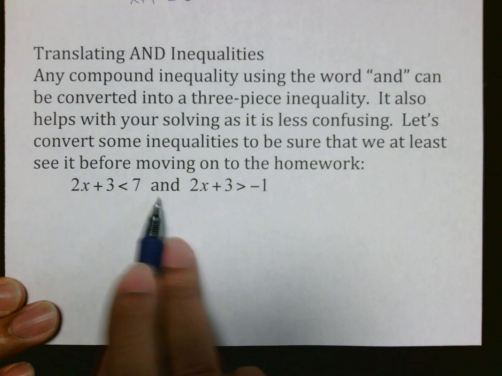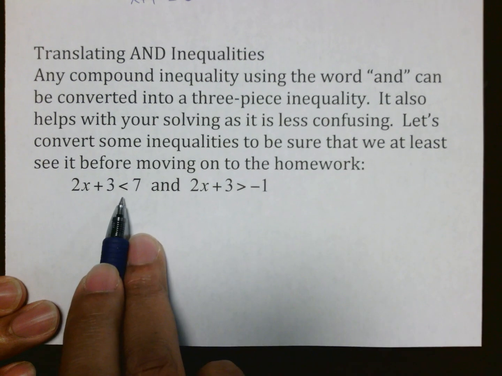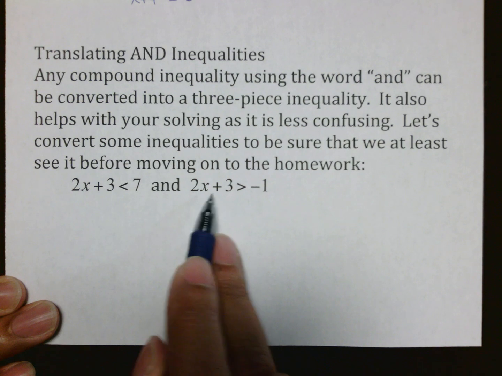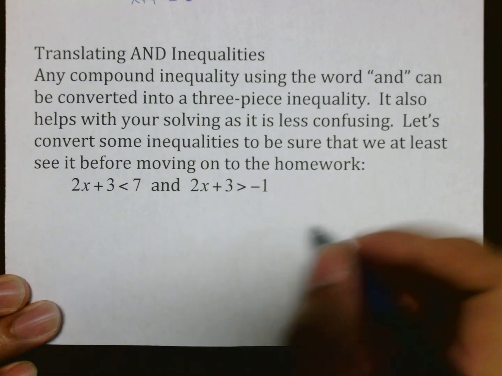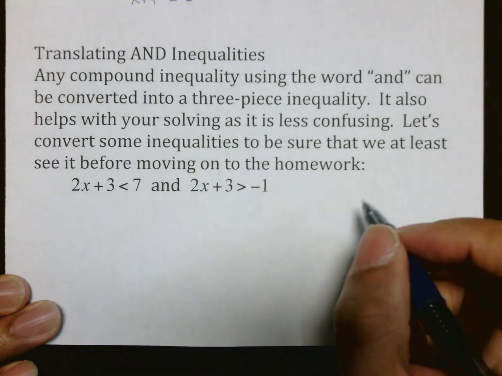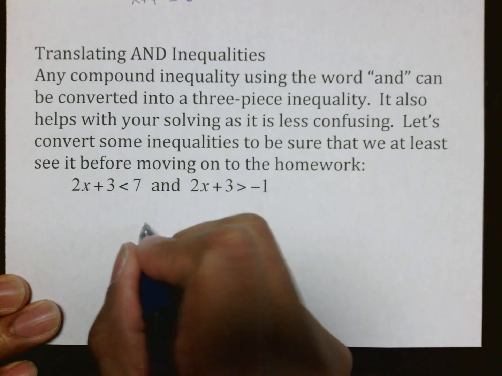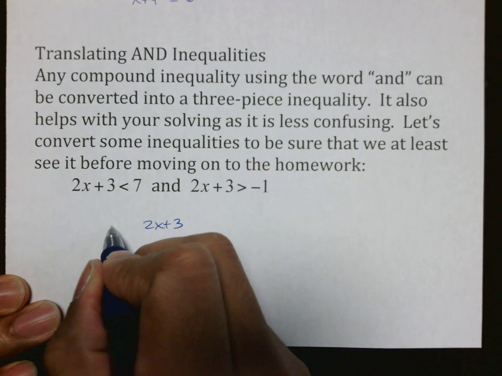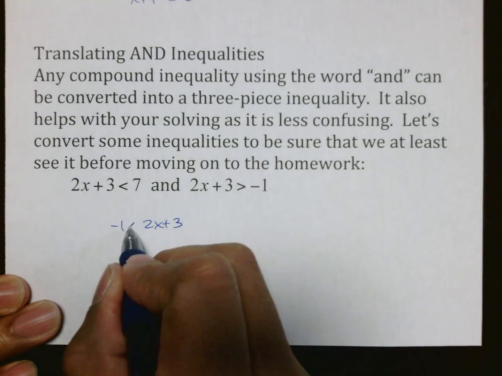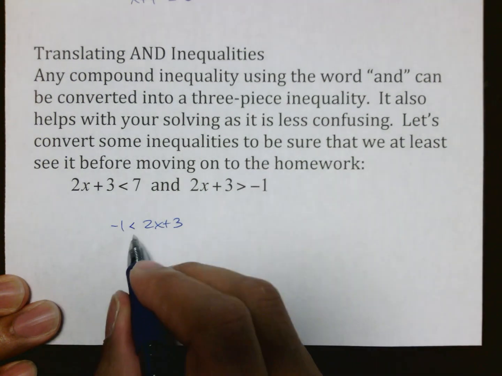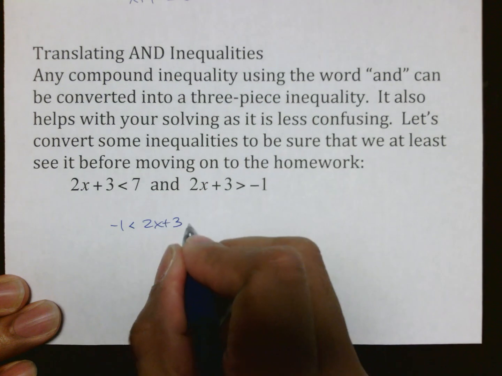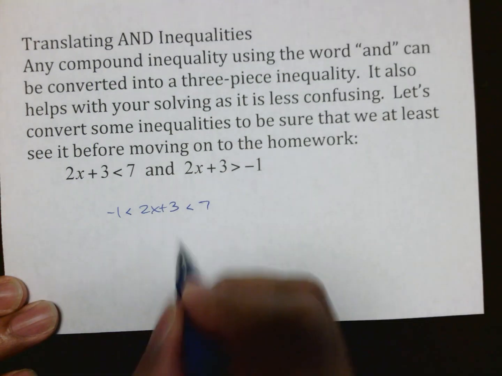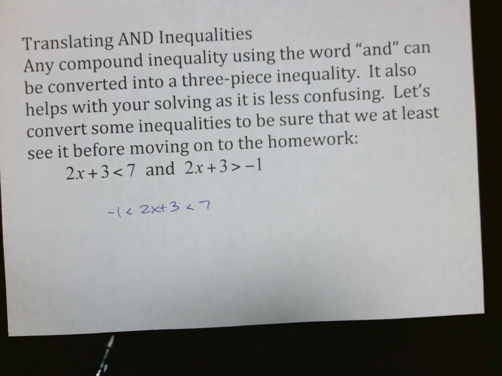Anytime we have something that has the word "and," it is typically the case that you are smaller than a big number and bigger than a small number, which therefore means that you can, and it only works with "and," not "or," take this 2x plus 3 and put it in the middle. You can put your negative 1 over here. Notice that this is pointing at negative 1, and this is pointing at 2x plus 3, and then there you have a compound inequality where you would solve it, subtract 3, divide by 2, and get your answer.